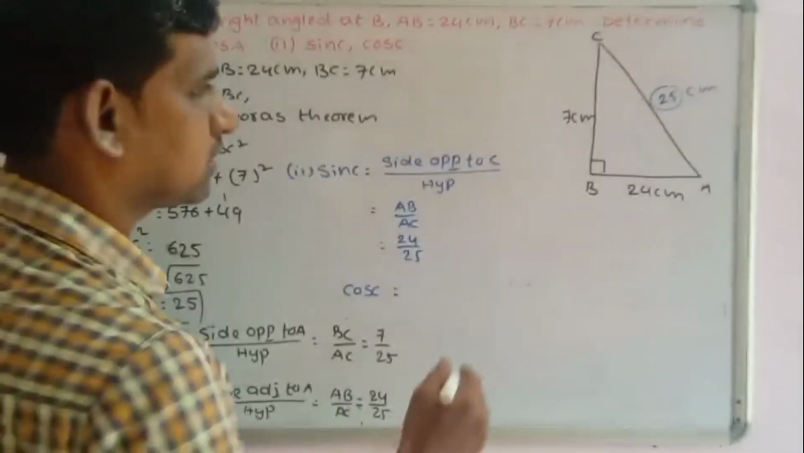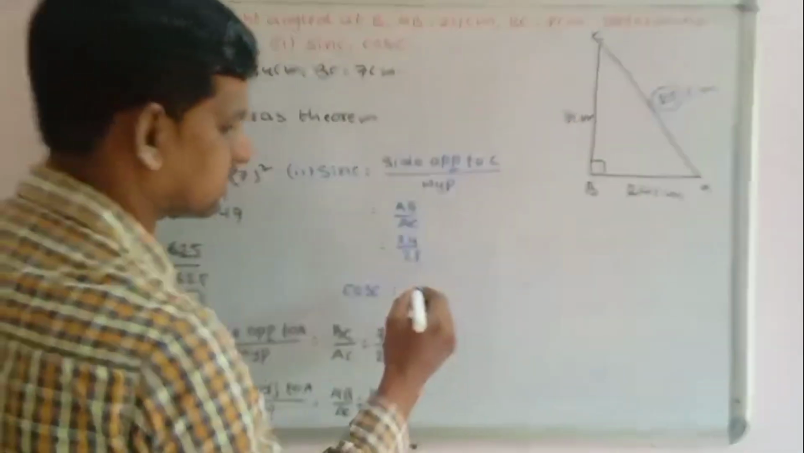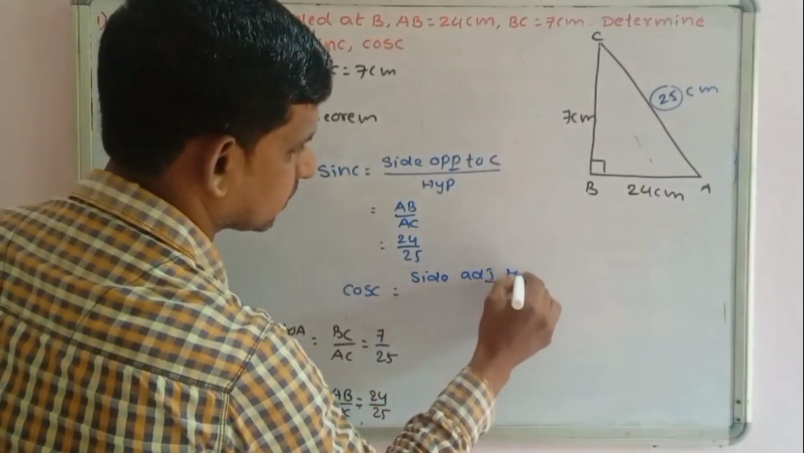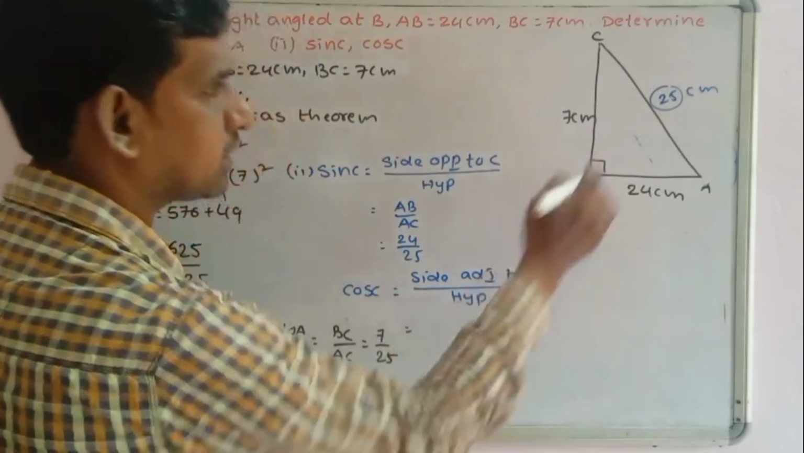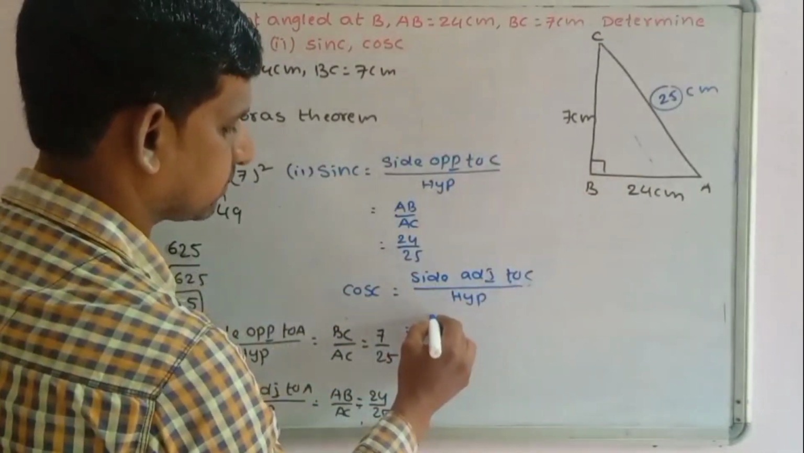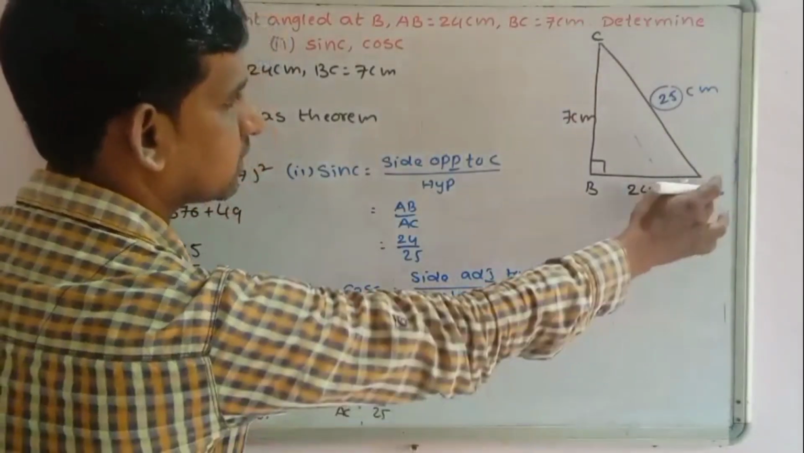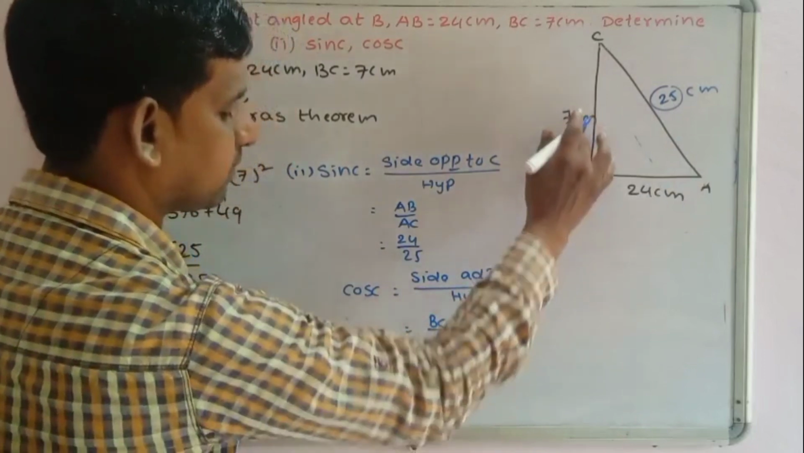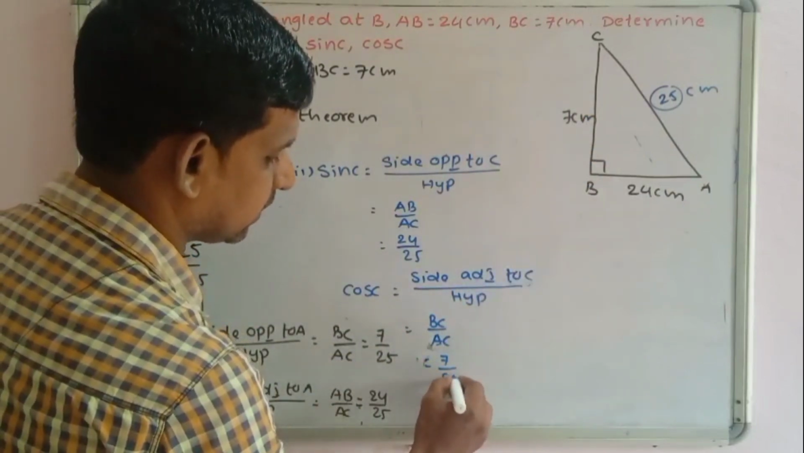Next, cos C. Cos C means side adjacent to C by hypotenuse. AB is the opposite side, the hypotenuse is AC, the remaining side is adjacent. Side adjacent to C is BC. So BC value is 7, hypotenuse AC value 25.